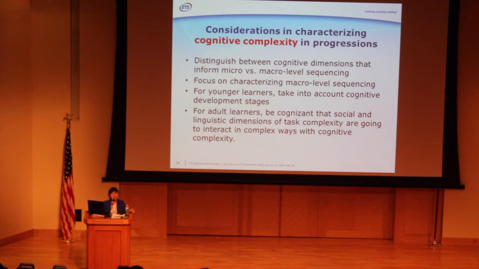For young learners, their cognitive development stage needs to be taken seriously when we specify learning progressions for them. For adult learners, that's a different story, because a lot of them have already developed sophisticated cognitive skills in their L1. So we want to be cognizant that social and linguistic dimensions of task complexity are going to interact in very complex ways with cognitive complexity. Adult learners may not necessarily think that defending an argument is more complex than, for example, describing a traffic accident, because of these very complex interactions among the dimensions.